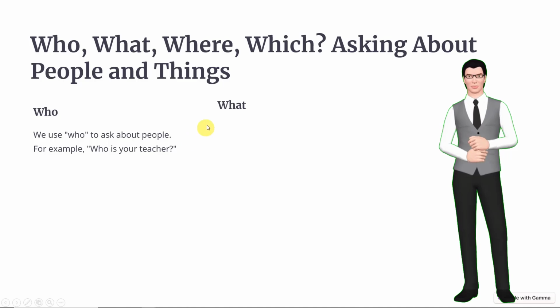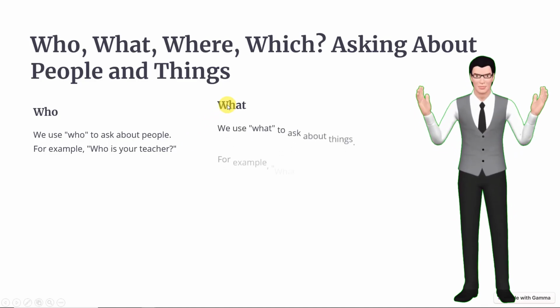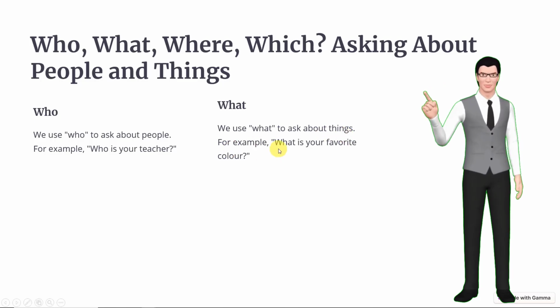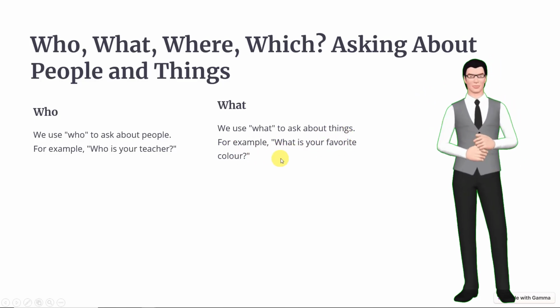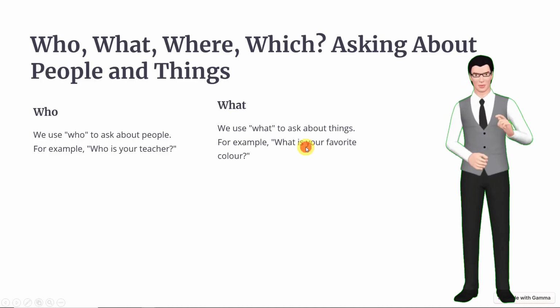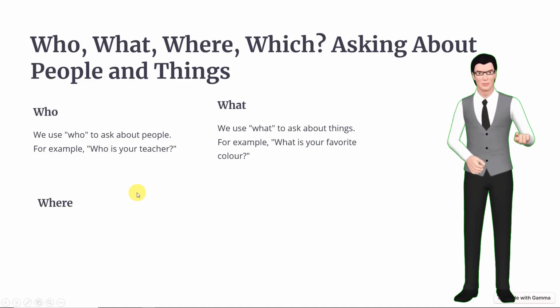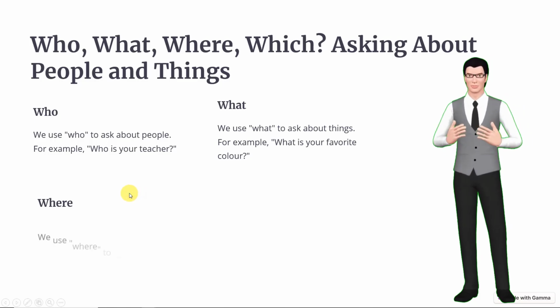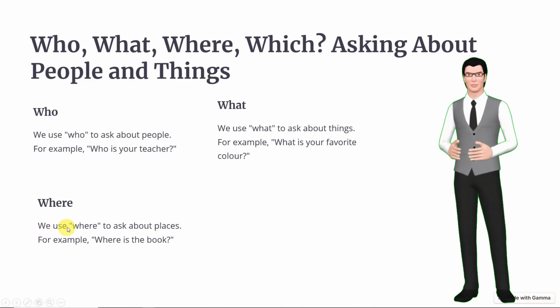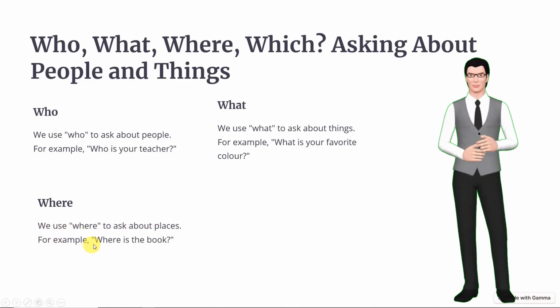Right. What is to ask about things. We use what to ask about things. For example, what is your favorite color? Or what is your favorite fruit? Something like that. Where? That is asking about places or position. We use where to ask about places. For example, where is the book?